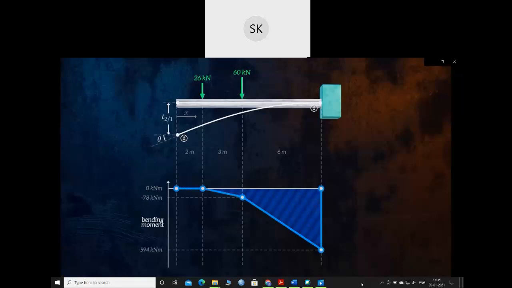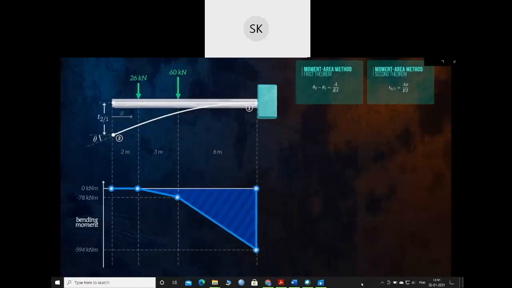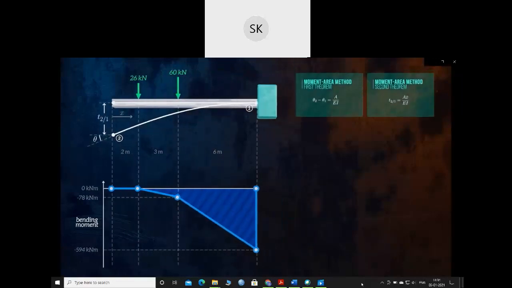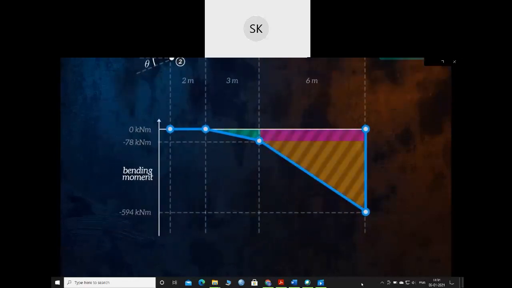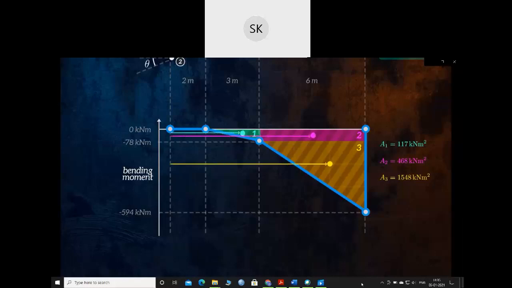To apply the moment area method, we need to calculate the area under the bending moment diagram between points 1 and 2, and the distance between point 2 and the centroid of the area. It's easy to do this by splitting the diagram into 2 triangles and a rectangle. The areas are easy to calculate. And for the centroids, we just need to remember that the centroid of a right-angled triangle is 1/3 of the way down and 1/3 of the way across from the right angle.